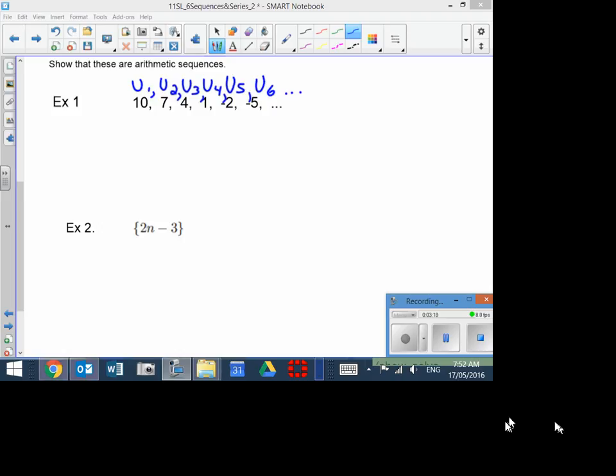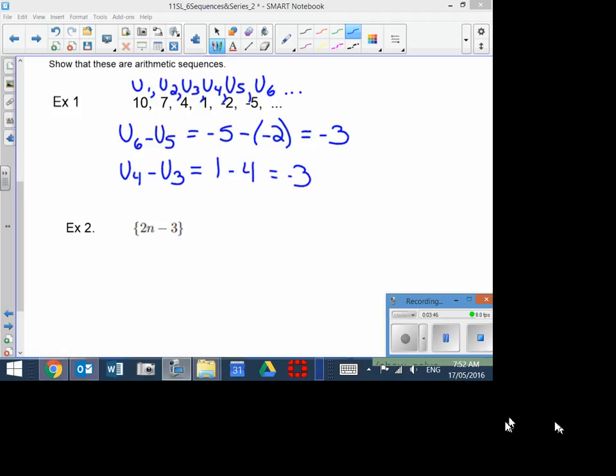All right? So thinking back to that same process before, we could take u sub 6 minus u sub 5, which would be negative 5 minus negative 2. Be careful with your arithmetic here. All right, negative 5 plus 2, so negative 3. And then we've got, let's take u sub 4 minus u sub 3. So that'd be 1 minus 4, we get negative 3. So already we have a common difference of negative 3. So yes, it is arithmetic.